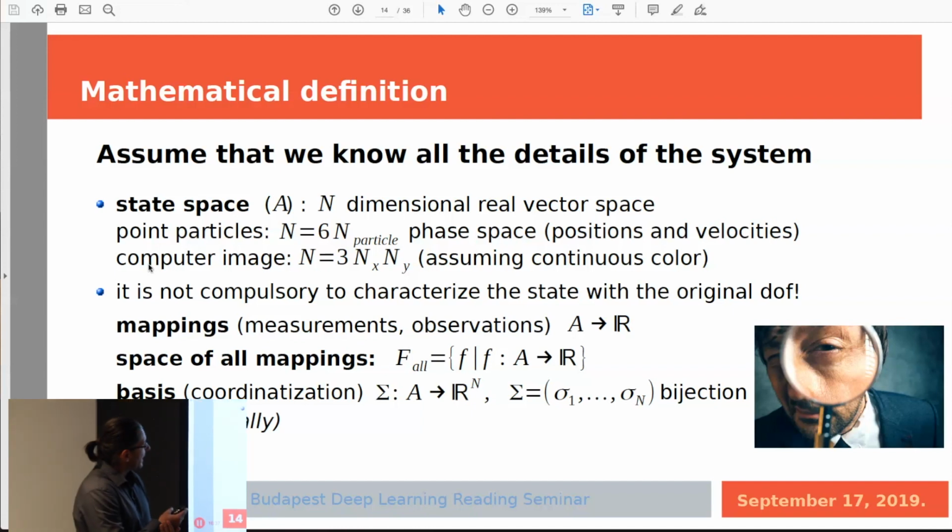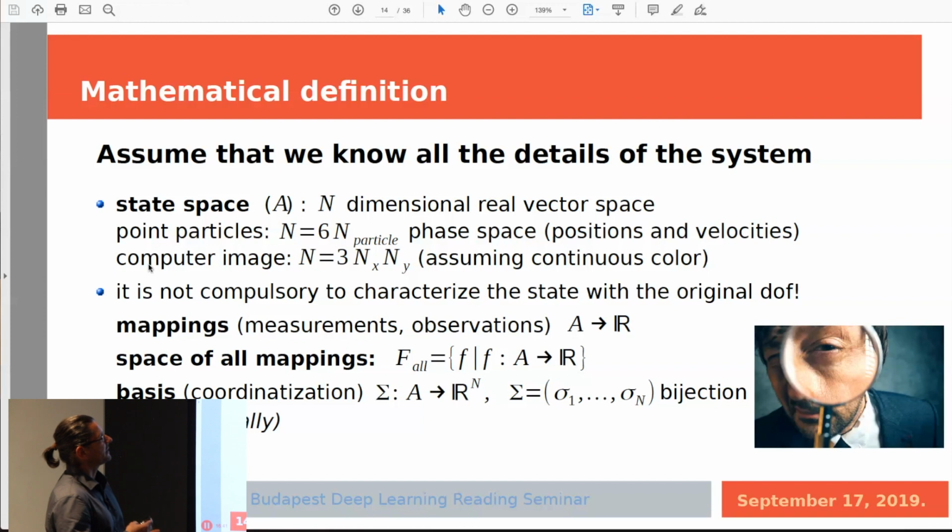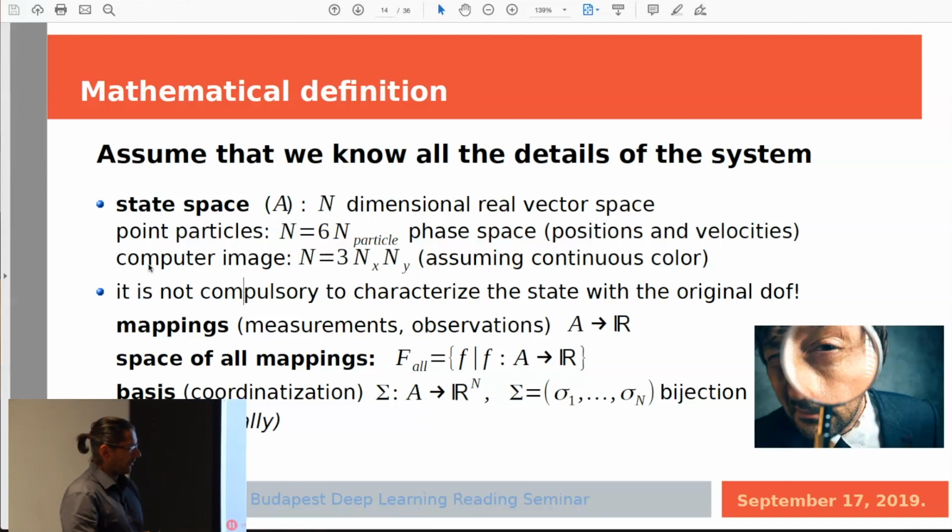So, for example, to start with, let us assume that we know all the details of the system. So we know every detail which is important. If, for example, we have a big picture on a computer, we really know every pixel. So it's not a weird assumption. And from them, we can form a state space, which is an n-dimensional real vector space. So all details in this picture can be characterized by a real number. So we have an n-dimensional real vector space. For example, if we have n particles, then their state can be characterized by the phase space. That means their positions and all the velocities. It's a 6n-dimensional real vector space.